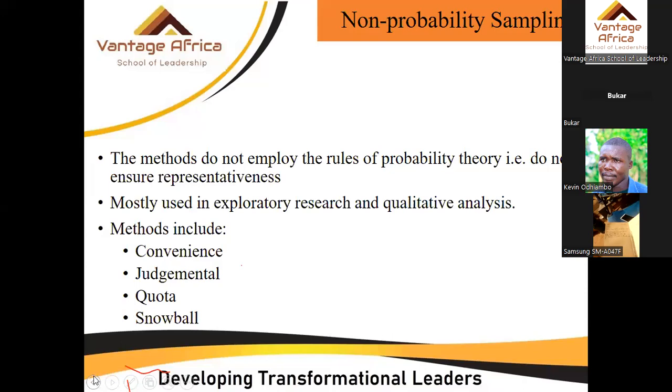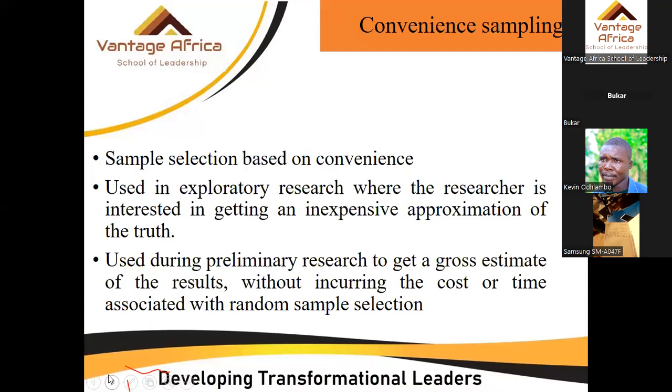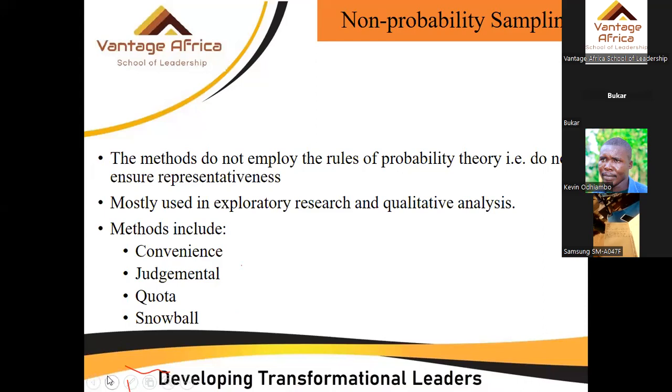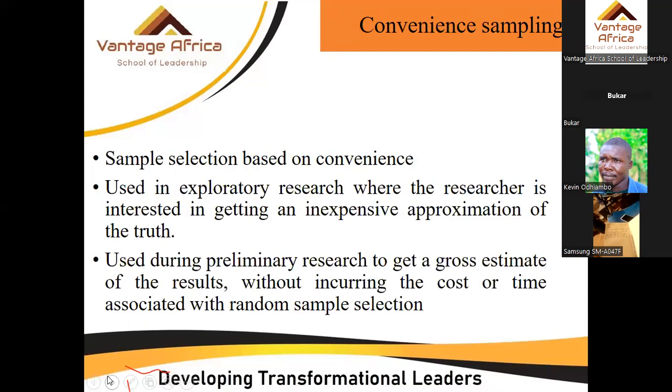Convenience. Now, the sample is selected based on convenience, used in exploratory research where the researcher is interested in getting an inexpensive approximation of the truth. For example, let's assume you're working in the capital city and you want to get information about non-governmental organizations in your country. You can choose to study the non-governmental organizations that have a headquarter in the capital city. You can choose that because it is more convenient. It's nearer where you are. It's as simple as that. It's easier to get to the people in question.